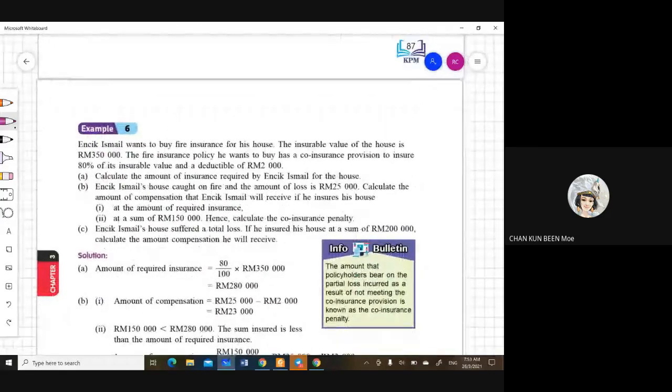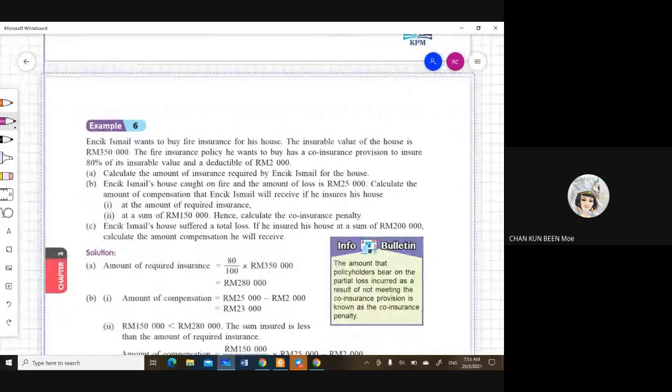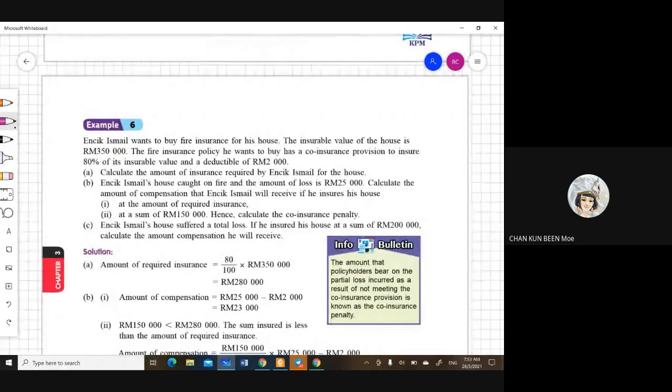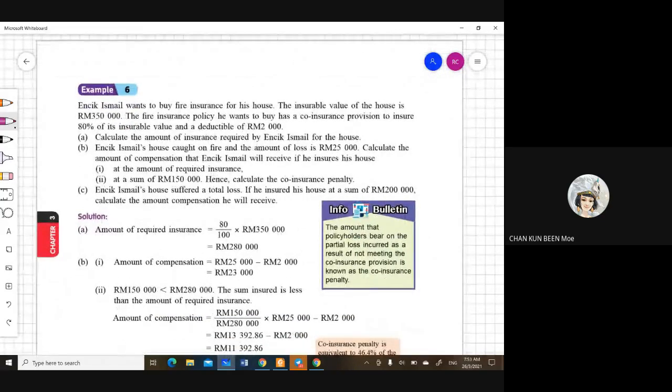Okay, if you look at example 6, this one. Encik Ismail wants to buy fire insurance for his house. The insurable value for the house is 350,000. Okay, this is the one that is required by the insurance company. The fire insurance policy he wants to buy has a co-insurance provision to insure 80% of its insurable value and a deductible of 2,000. So insure 80% and a deductible of 2,000.